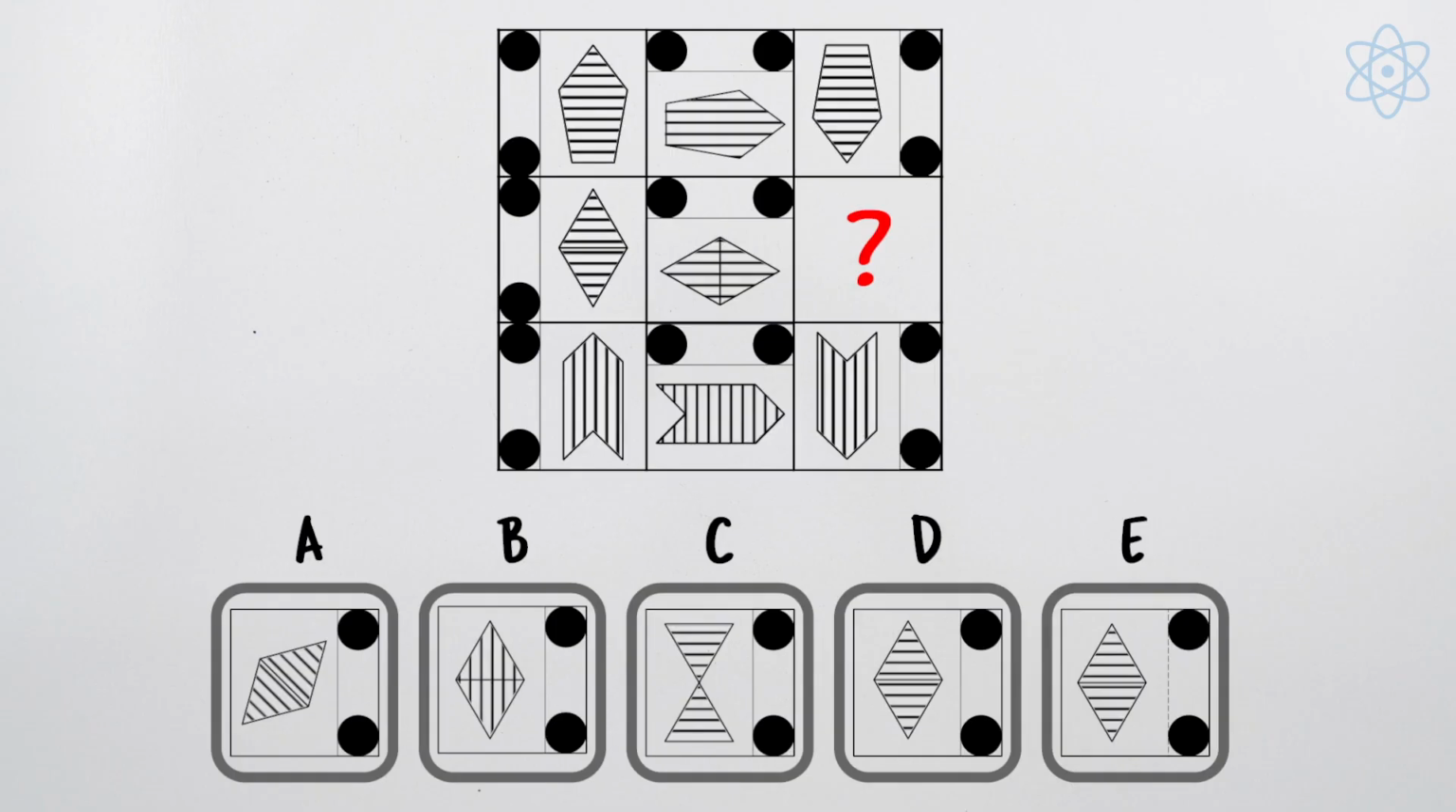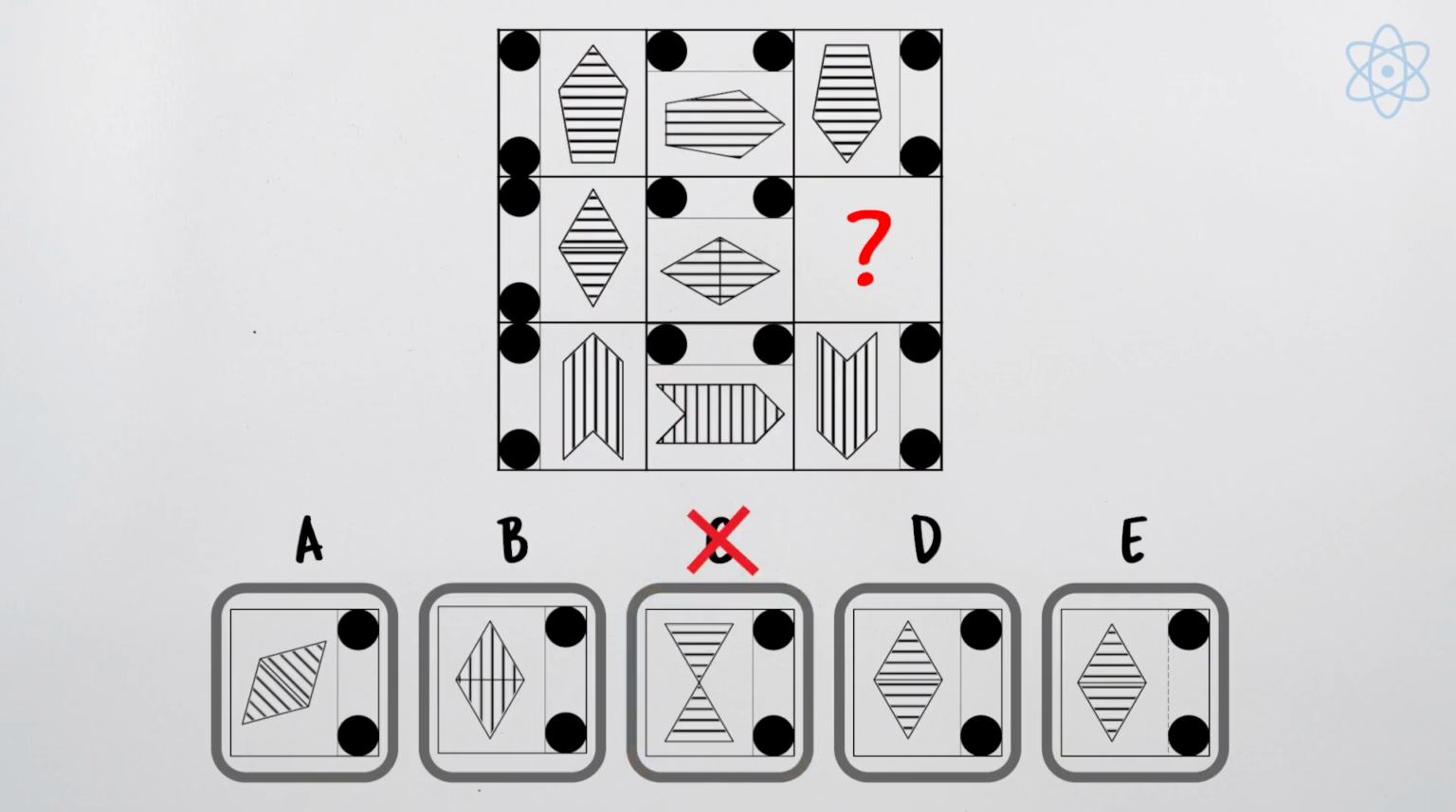In this question we're looking at another large matrix. Let's start by looking at the large striped shapes in it. The first thing that we can notice about this matrix is that each row contains only one type of large striped shape. Our answer must contain the same large shape as the other boxes in the middle row, and so we can rule out option C. It contains a different shape.